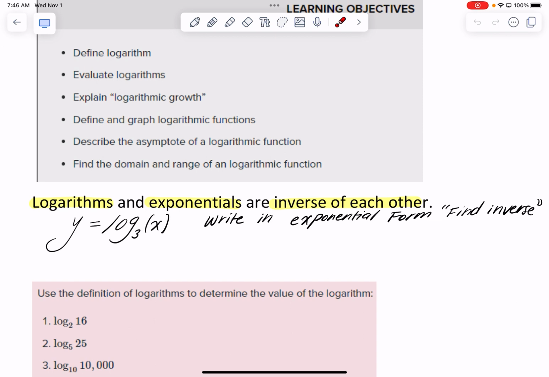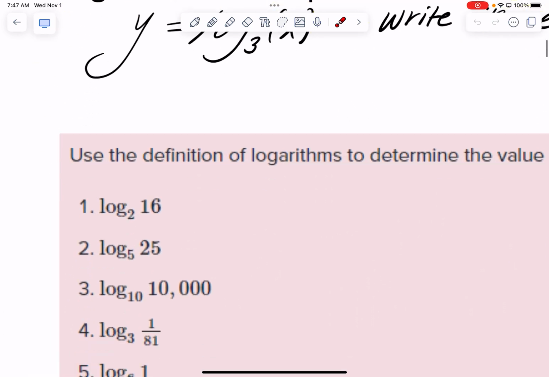We know logs and exponentials are inverses of each other. We learned that last time. So we can use that to calculate a logarithm. If we don't have a calculator, then we have to calculate a logarithm a different way. Let's write down our first example.